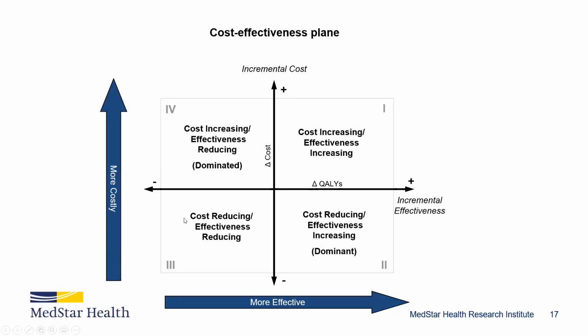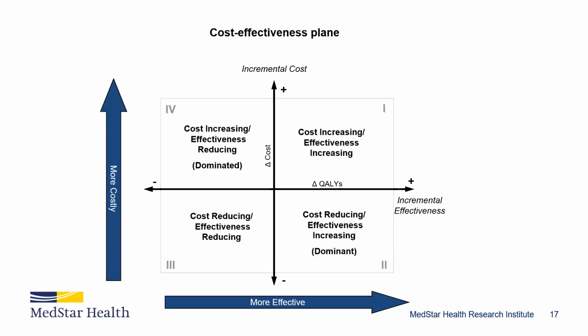Quadrant 3 is where it costs less, but effectiveness is not as good either. And then quadrant 4, which is sort of the worst case scenario, where the new treatment costs more, but it's actually less effective. And so in this case, we say that the new treatment is dominated.